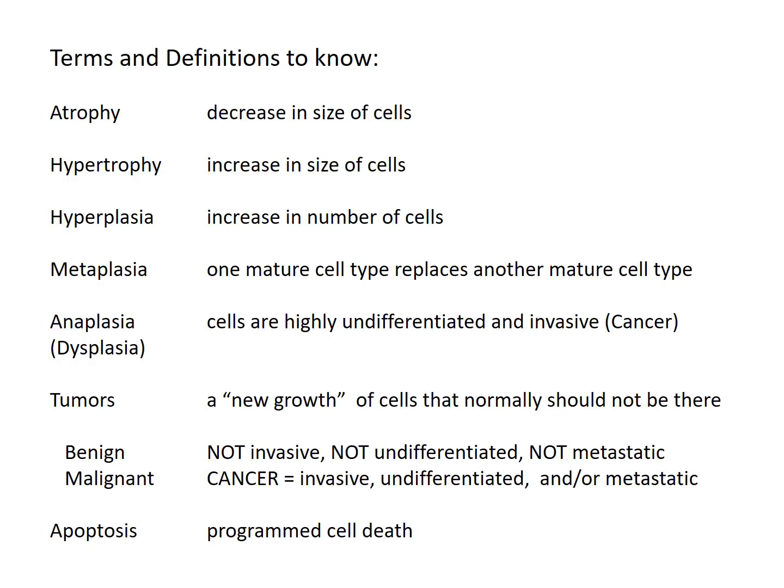Some more definitions. Take a look at atrophy. The cell size is shrinking within tissue. Hypertrophy. The cell size is increasing in tissue. Hyperplasia. The cell size is not affected, but the number of cells is increasing. Metaplasia. One type of cell replaces another, and the key here is that it's a mature type of cell replacing another mature cell type. Anaplasia. The cells have become undifferentiated, and this is the basis of cancer, and we'll define this in more detail.